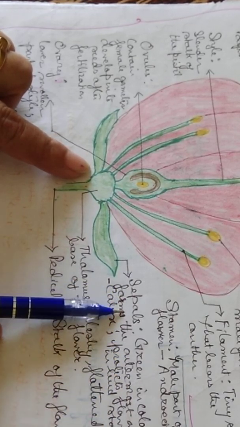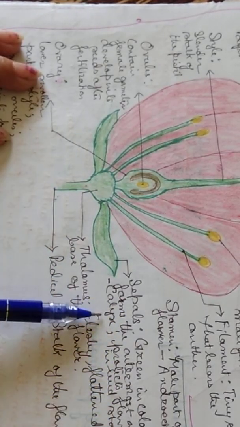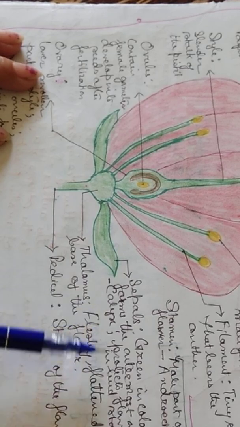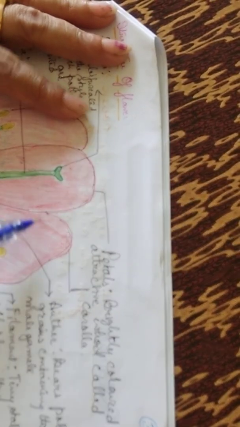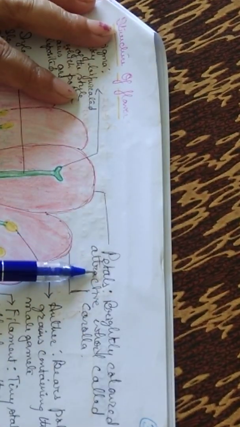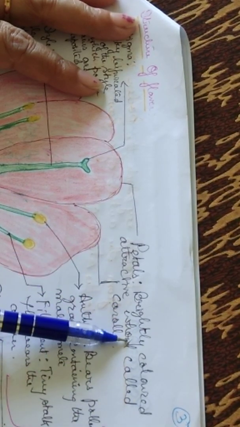The sepals are generally green in color, and they form the outermost whorl of the flower. They protect the flower in the bud stage. Then come the petals, the second whorl. The petals are collectively known as the corolla. They are brightly colored and attractive.